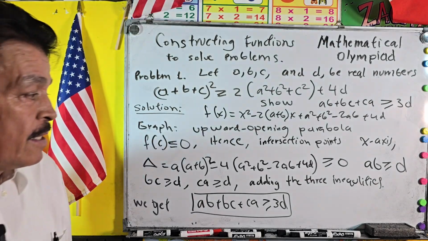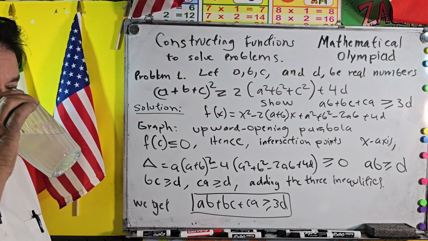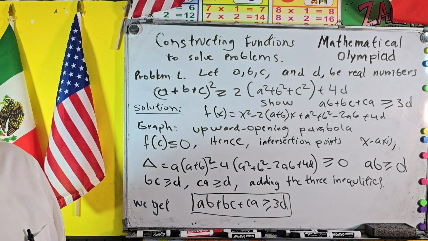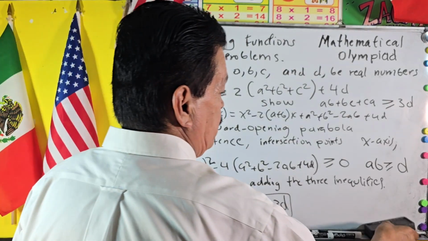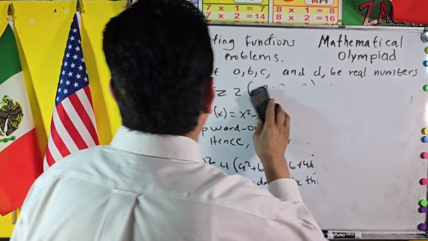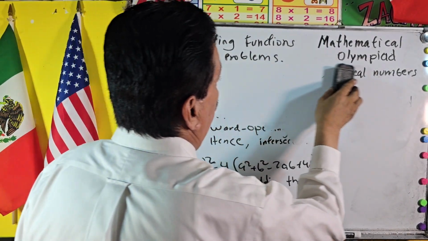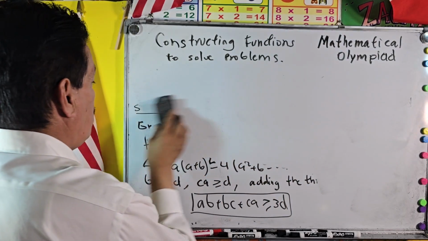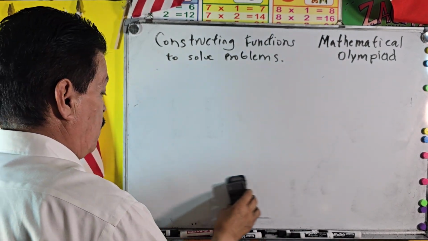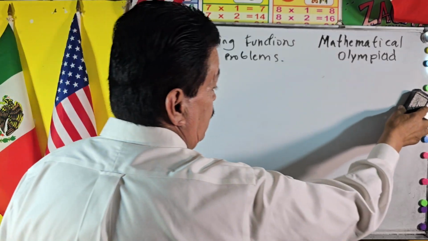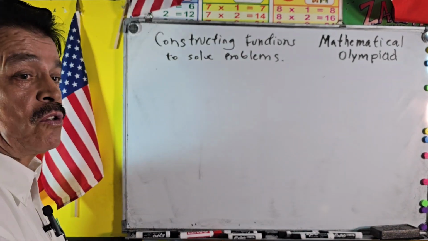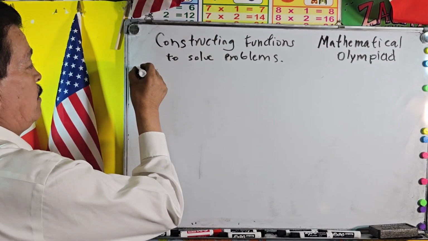This is a talent class. I will show you another problem. Two problems for our class. This is the first one for Math Olympiad using this construction function to solve problems. These kinds of problems come in the big test. It's a competition. So problem 2.